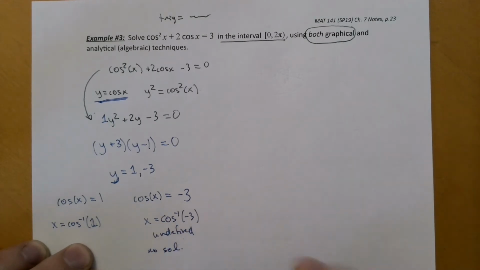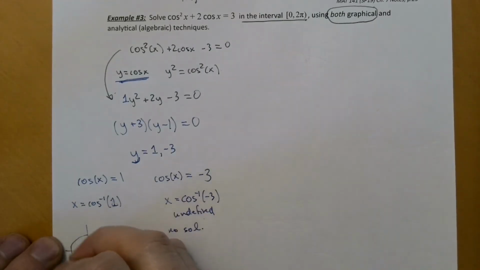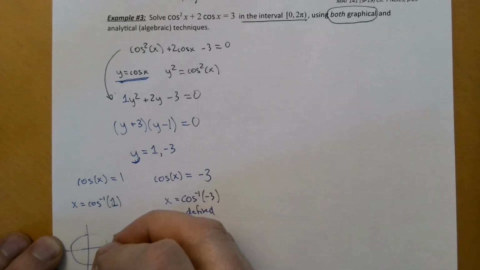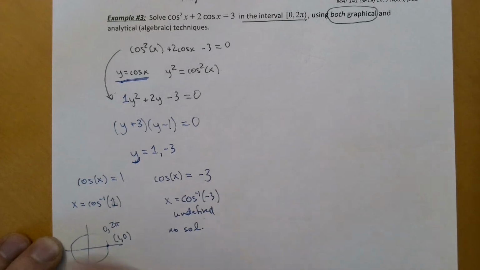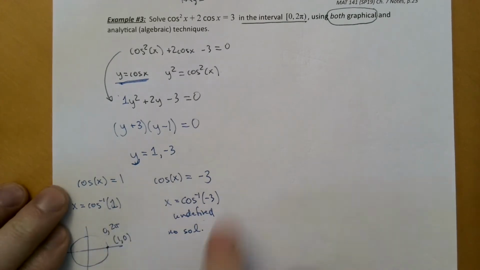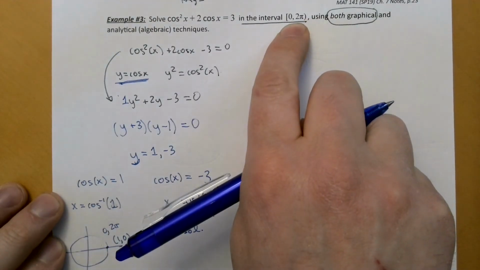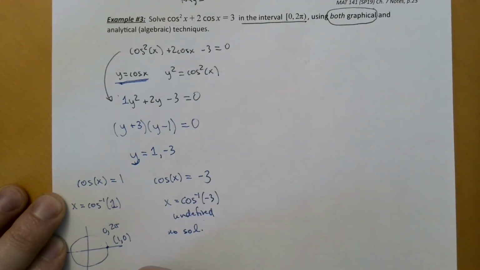Just say no solutions. Over here, we know this one, right? Go to your unit circle. Where's x equals 1? It's right here. So we know it could be 0 and it could be 2 pi and any multiple or any coterminal angle with 0. 2 pi happens to be coterminal with 0. Well, look at the restricted interval. We only want angles between 0 and 2 pi. So the only solution to this equation is x equals 0.